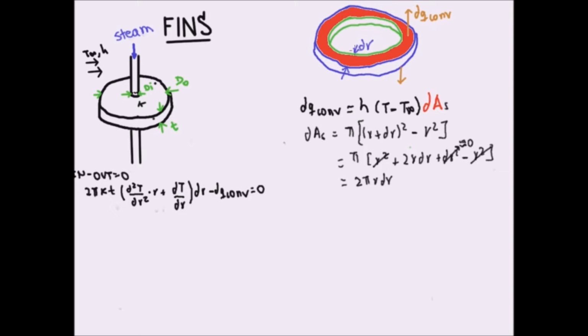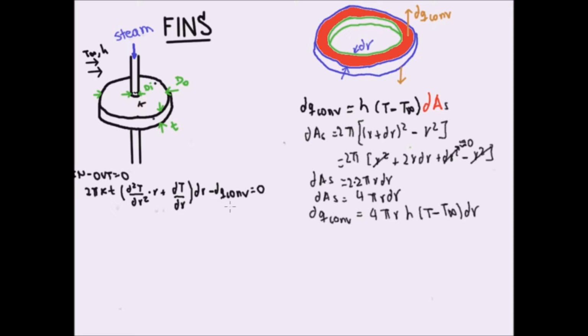So here we have 2 pi r dr, and also remember that this would be for only one face, but we have to multiply this whole thing by 2. So here we have 2 times 2, and dAs is just going to be 4 pi r dr. And now we can express this dq convection the following way. dq convection is just going to be 4 pi r h (T minus T infinity) times dr.